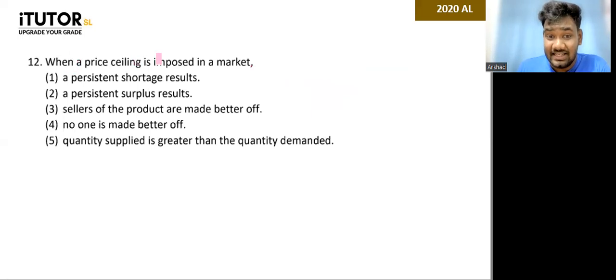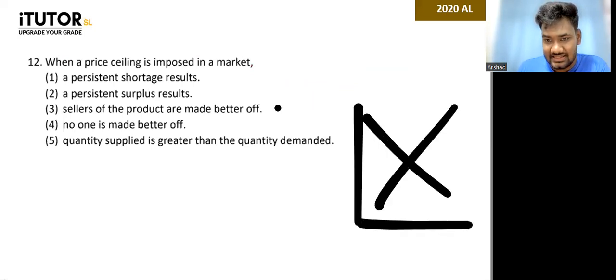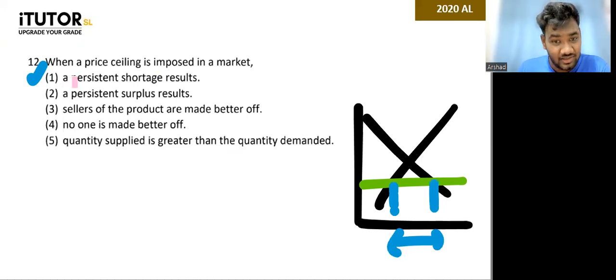When a price ceiling is imposed in a market, this is an easy one. Can you all give me an answer? When there is a price ceiling, guys, that means the price is set at a lower level. Okay, what can you say? When there is a price ceiling, there is a shortage. Correct, right? Because when there is a price ceiling, the supply is only this much, the demand is high. So there is a shortage of the good.